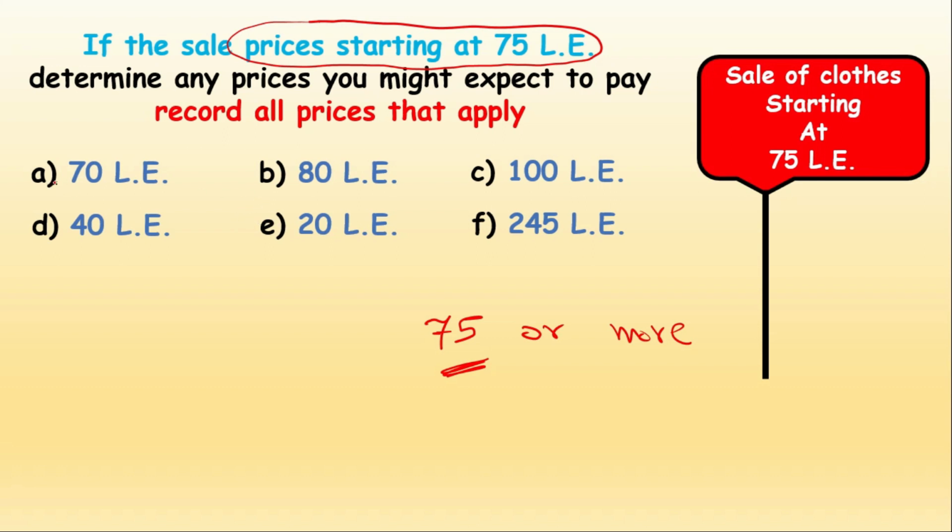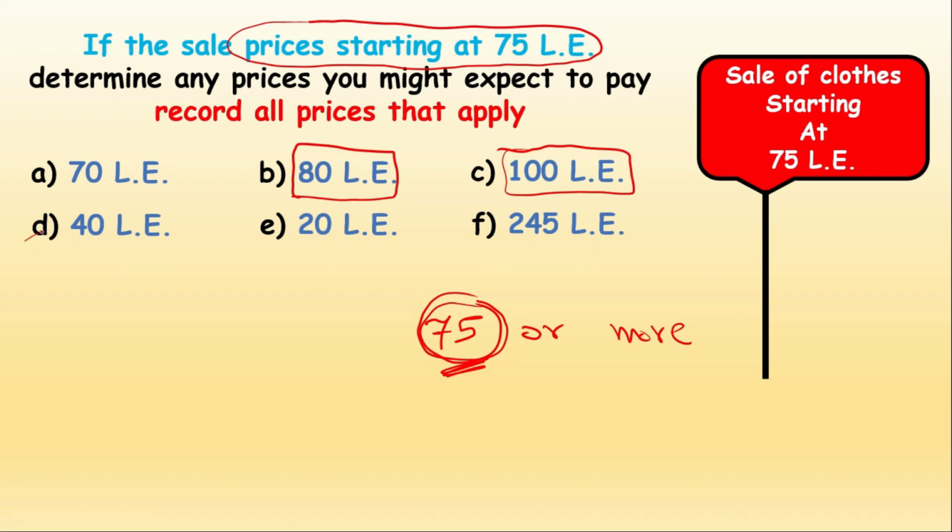Okay, let's show number 1. 70 pounds is less than 75, so move to the next price. 80 pounds is more than 75, so 80 is a suitable price to get a discount. Okay, the next price, 100 pounds, is more than 75, so 100 pounds is also a suitable price to get a discount.